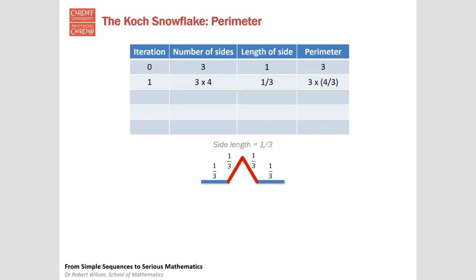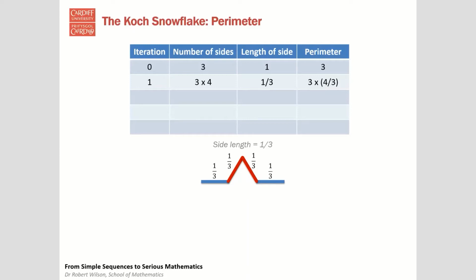remember the diagram here represents one side of our initial triangle. Therefore, the total number of sides is 3 times 4. The length of each side we know is a third, and so the perimeter is given by multiplying the previous 2 columns together.